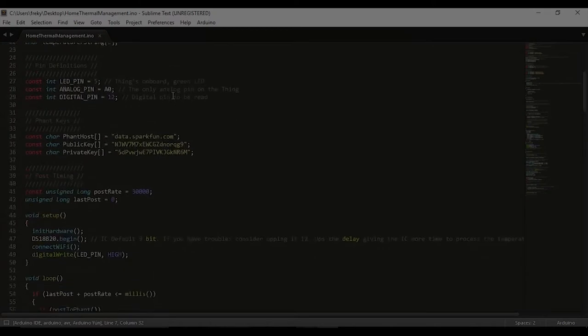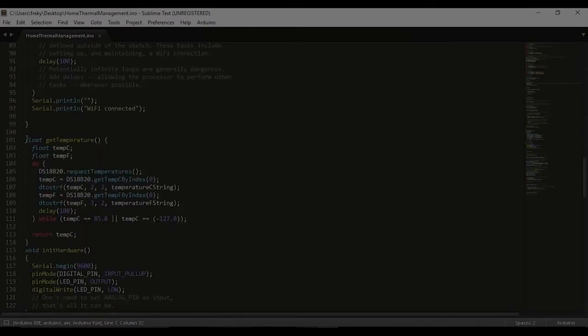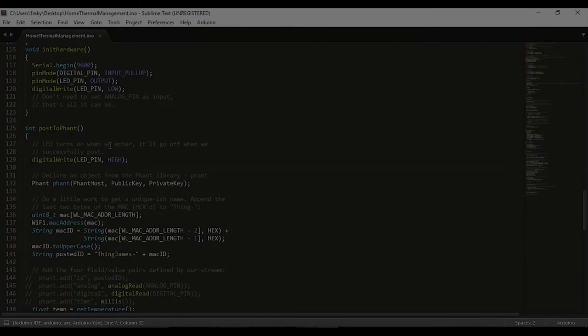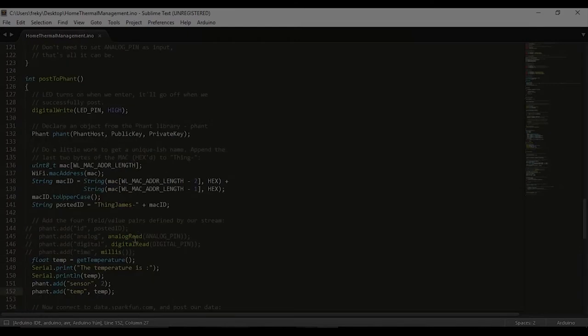Two important methods to remember that sort of encapsulate the entire logic of our code are the getTemperature method, which reads both in Celsius and Fahrenheit the temperatures from our temperature sensors. Also, we have the second method, postToPhant, which at the end of it posts the values that we read from our sensor, in this case sensor 2, to Phant. It posts that temperature to Phant. And that's about the entire logic of our code.